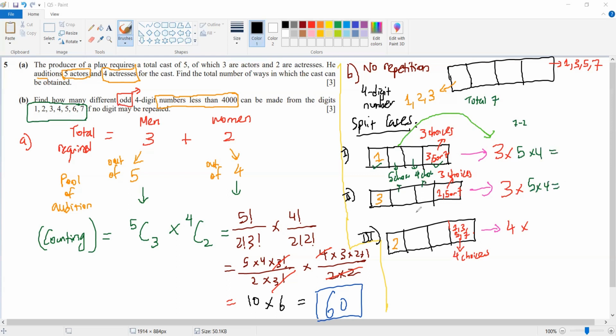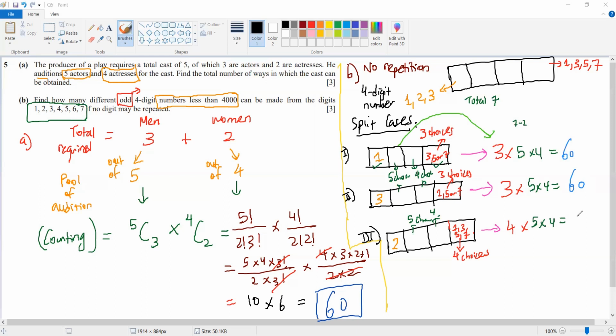Okay, how about this case? It is also the same case. Here also, after 5 choices, there are 4 because 2 digits are used. So 5 times 4. Let's calculate each of these individual choices. 3 times 5 times 4 will be 60. This is 60 again. What is 4 times 5 times 4? 80.